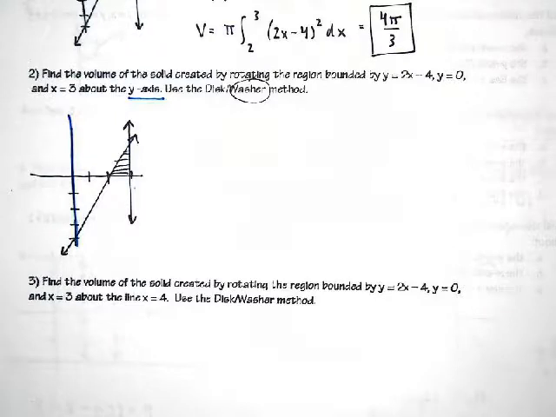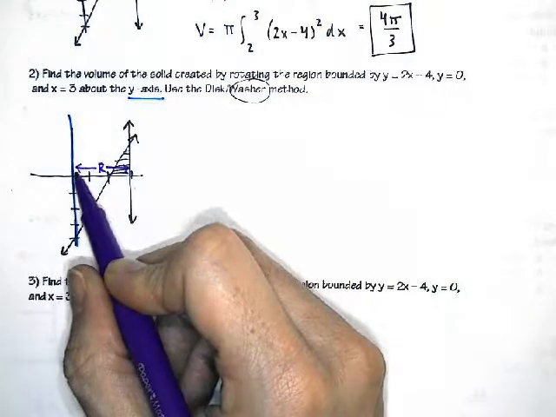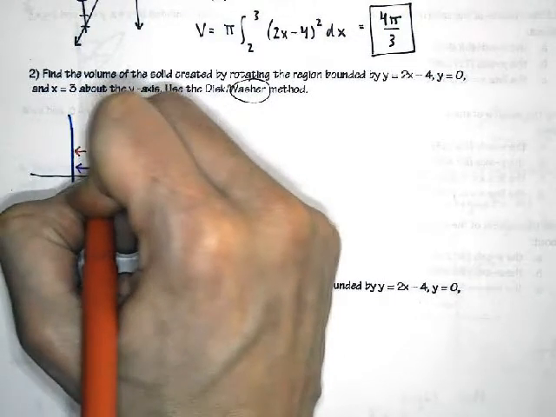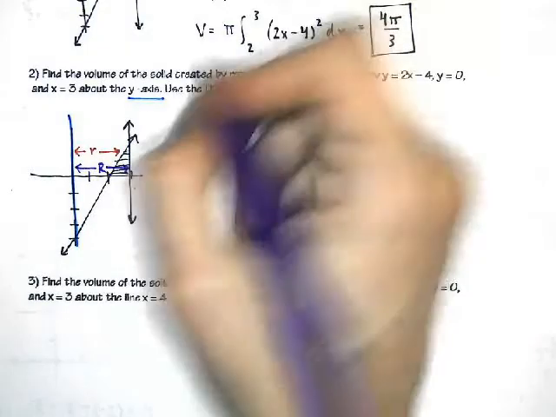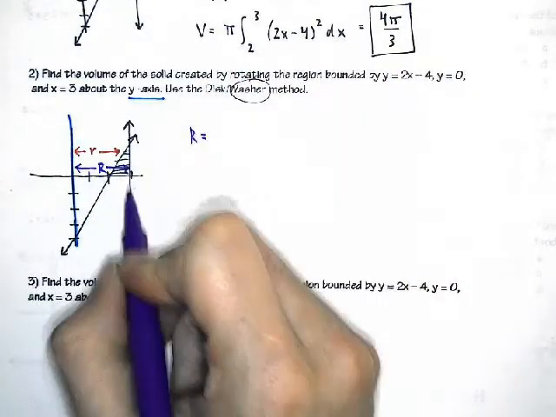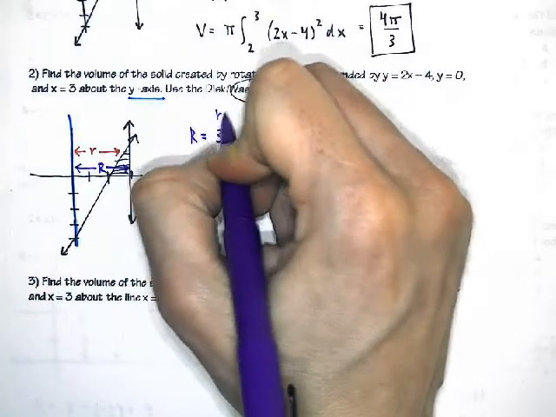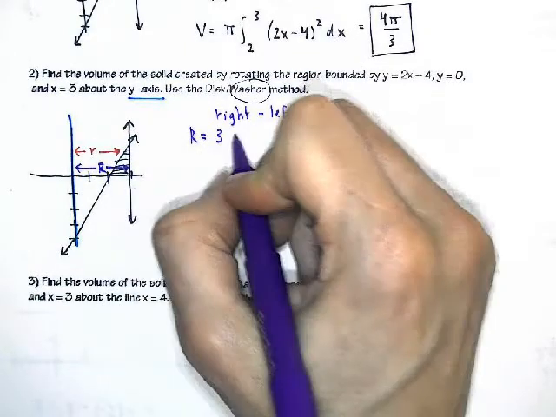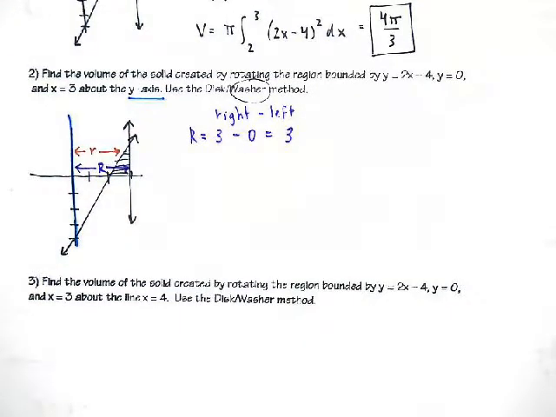So this is where we're going to have our big R and our little r. So here's my big R from my furthest right boundary to my axis. And then my little r is going to be kind of that inner boundary here to the axis. So for my big R, my right boundary here was 3. And let's make a note here, actually. We have right minus left now. So 3, my left boundary is 0, so my big R is 3.